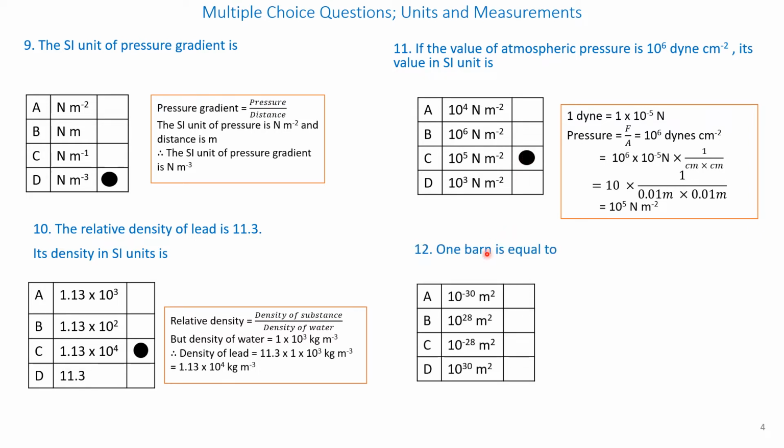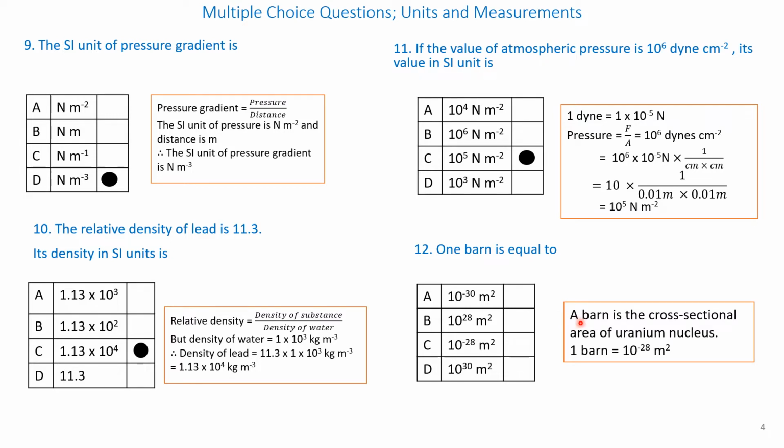Next question. Question number 12. One bar is equal to. 4 options are given. Let us find out by analyzing. A bar is the cross-sectional area of uranium nucleus. So it has to be very small, and its power has to be of the order of minus. We have to remember that 1 bar is equal to 10 to the power of minus 28 meters square.